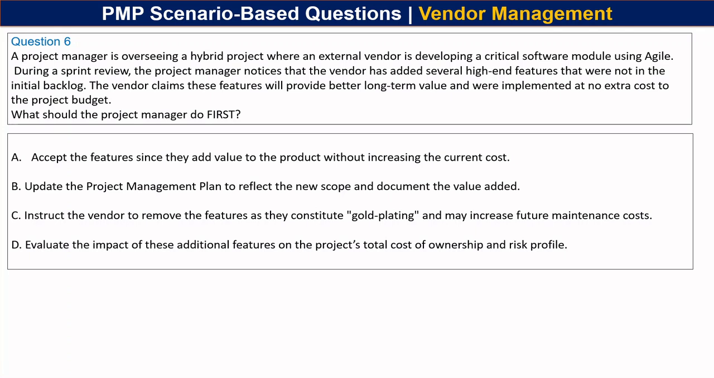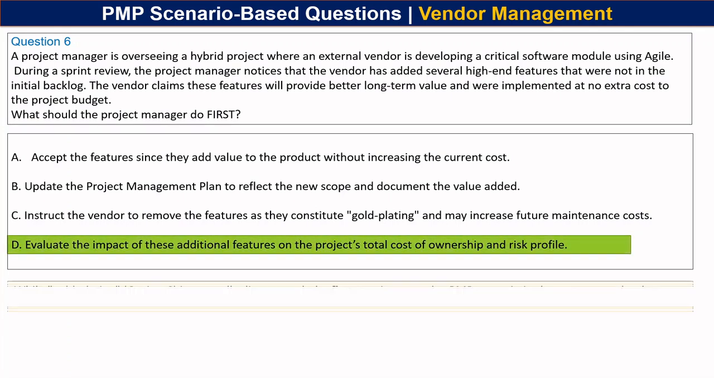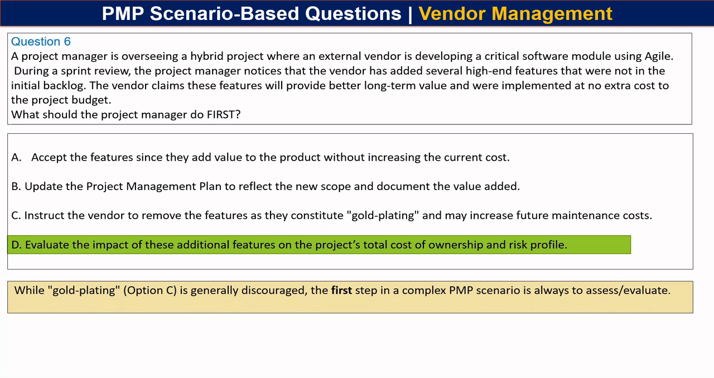Guess the right option. The right option is option D. While gold plating is generally discouraged, the first step in a complex PMP scenario is always to assess or evaluate.